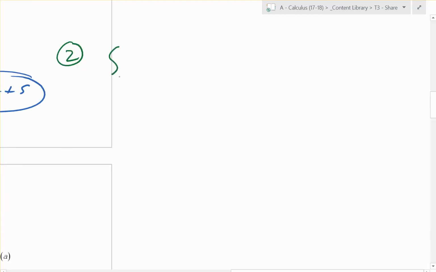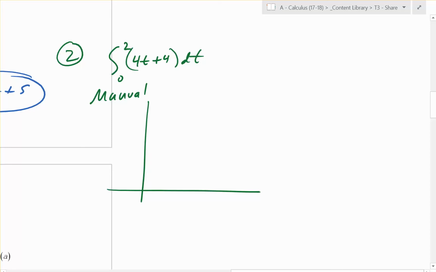So what's the second way of calculating the integral from 0 to 2 of 4t plus 4 dt? It's going to be the manual method of just actually finding the area manually. Well, 4t plus 4, what does that look like? We don't have to be perfect here. 4t plus 4, we're going from 0 to 2. Let's call that 2 right there.